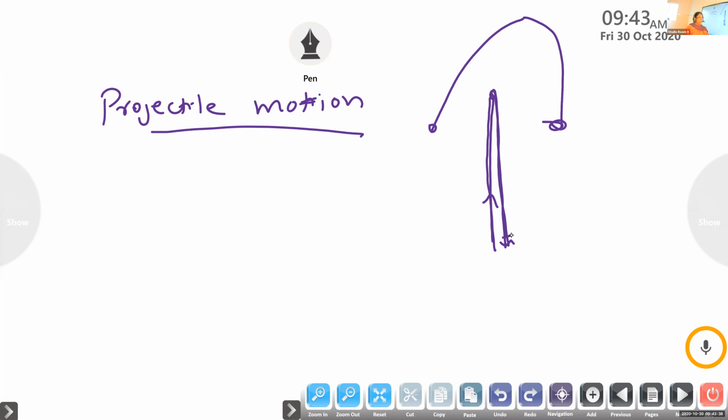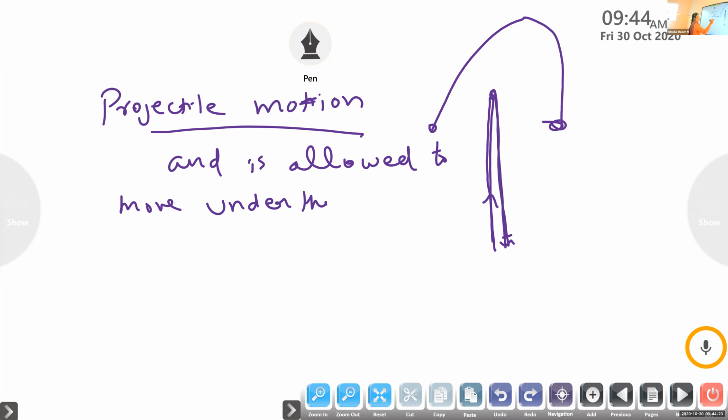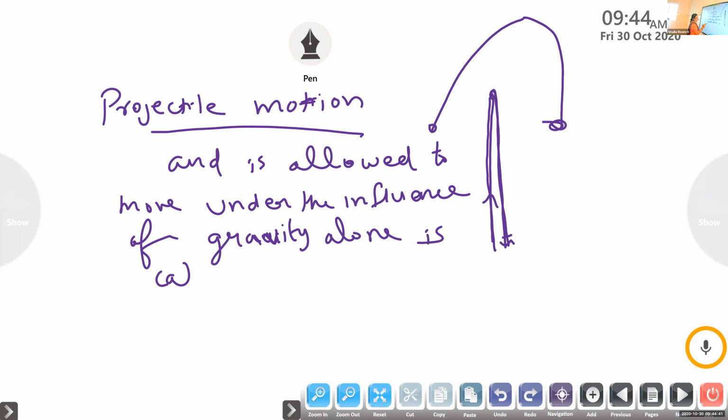Definition of projectile motion: a body is thrown with some initial velocity and is allowed to move under the influence of gravity, that means gravitational force, gravity alone, is called projectile motion.